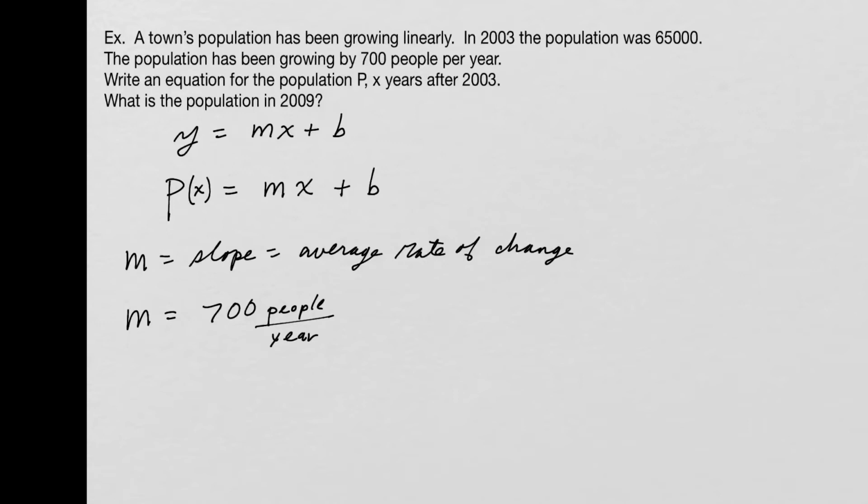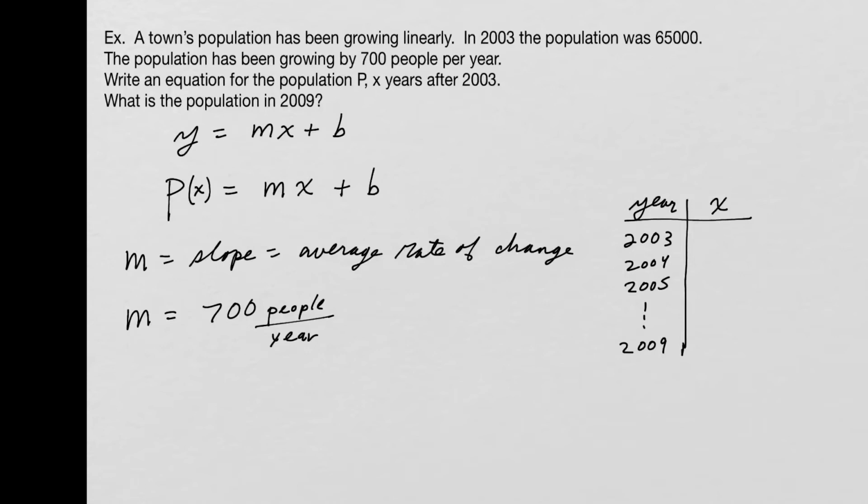Now remember what B is. B is the initial population, right? It's the population when the X variable is 0. So let's think about what X is first. If you look at the problem, we want X to represent the years after 2003, right? Let me make a little table here. Let's say this is the year, and let's say this is X. So if it's 2003, 2004, and so on, I'll go up to 2009 because we're going to need that later.